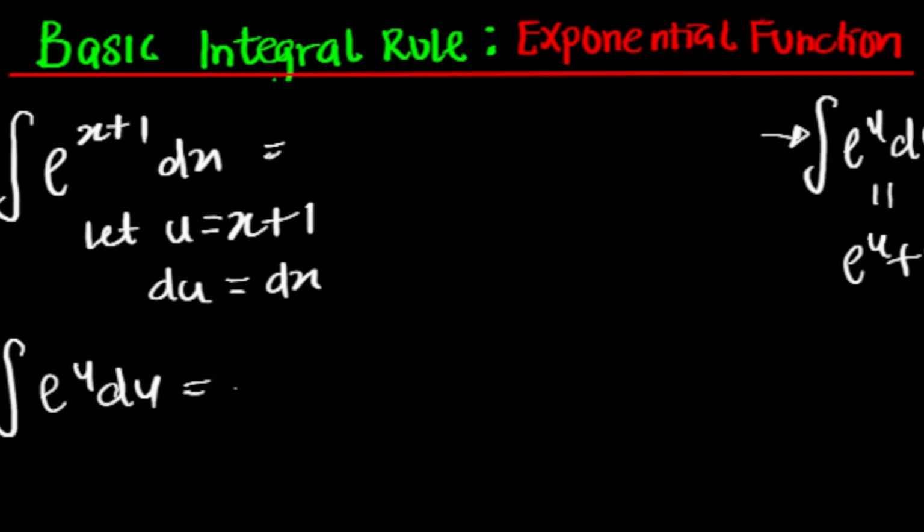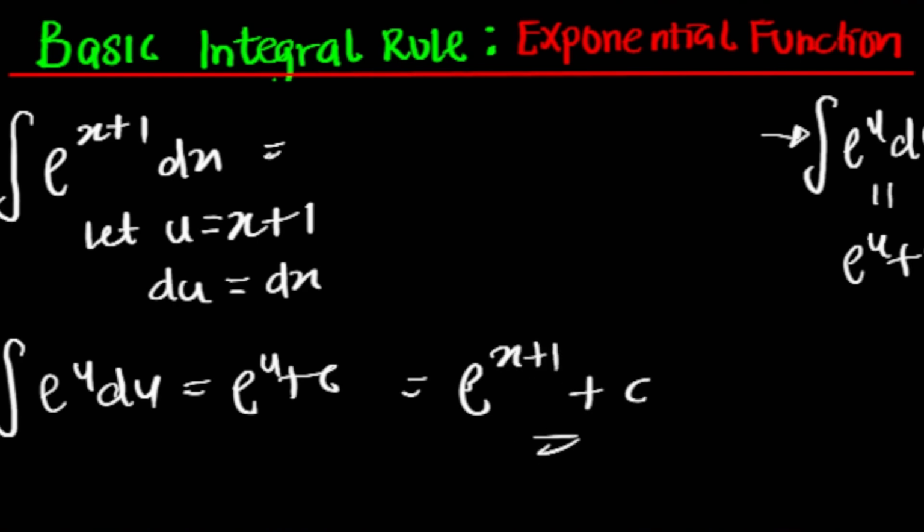Can you see it? So you're going to have exponential u plus c. And in this case, u is actually x plus 1. So this is going to give us exponential x plus 1, plus c. That's the answer that you're going to have. It's very simple, straightforward and simple.